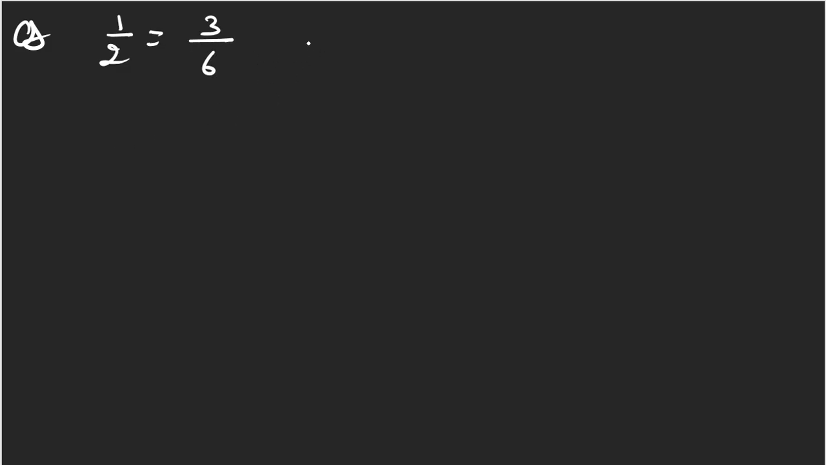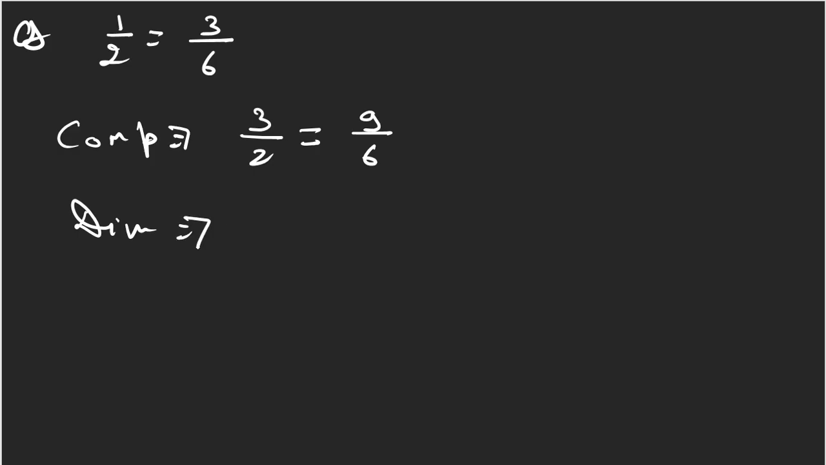So first we'll use componendo. So componendo will do, then we'll get 1 plus 2, 3 by 2 is equal to 6 plus 3, 9 by 6. Is it correct? Yes. 3 by 2. If we divide this by 3, we'll get 3 by 2.